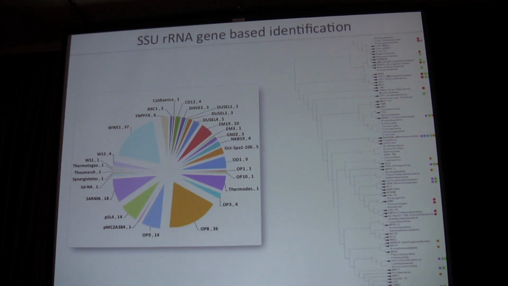To make it easier for you, I also have a pie chart, which is easier to look at. So we have some of the OP divisions, quite a few of the obsidian pool divisions, CD12, we have EM9, 19 here, and EM3, some of the GN divisions, and KB19, and so on. So we're covering quite some diversity.